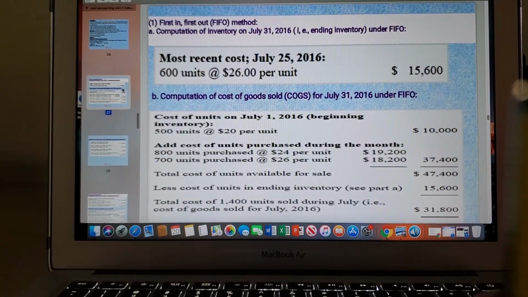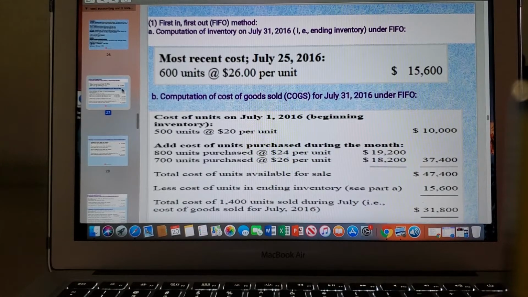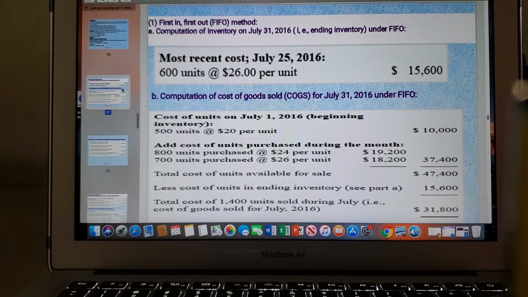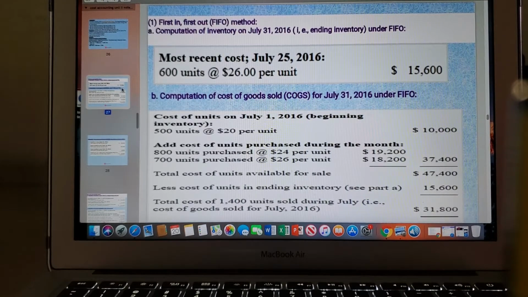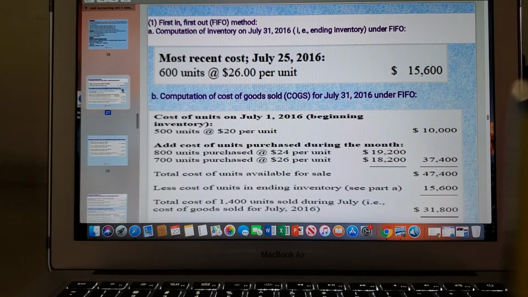First in, first out, FIFO method. A. Computation of inventory on July 31st, 2016, that is ending inventory under FIFO. Most recent cost, July 25th, 2016 is 600 units at $26 per unit. So that is $15,600.